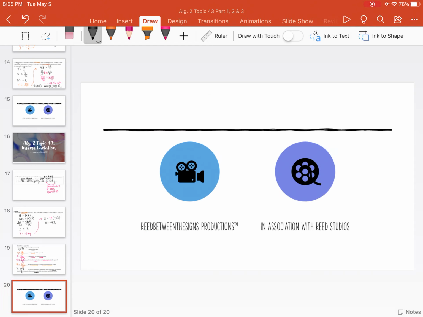And that is part 3 of topic 43 for Algebra 2 on inverse variation. In part 3, we kind of compiled everything that we learned in parts 1, 2, and 3.